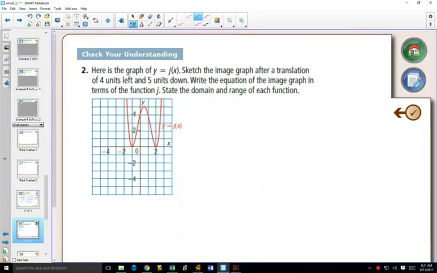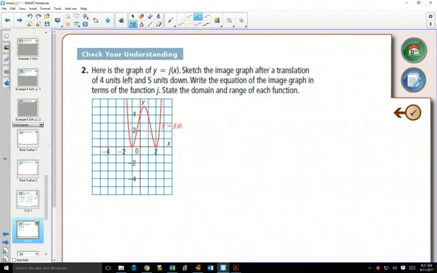Here we have the graph of j to the x. Sketch the image graph after a translation of 4 units left and 5 units down. So when you're reading a question for homework or on a quiz or on a test, what you want to really pay attention to is that sentence that tells you what you need to do. And this time, we want to sketch the graph 4 units left and 5 units down.